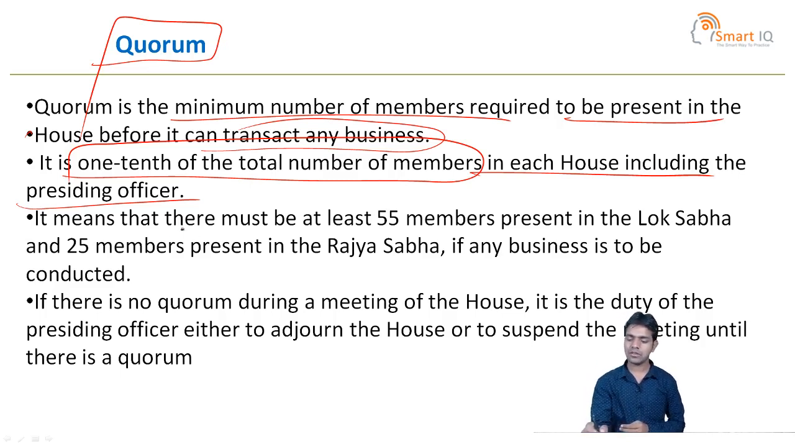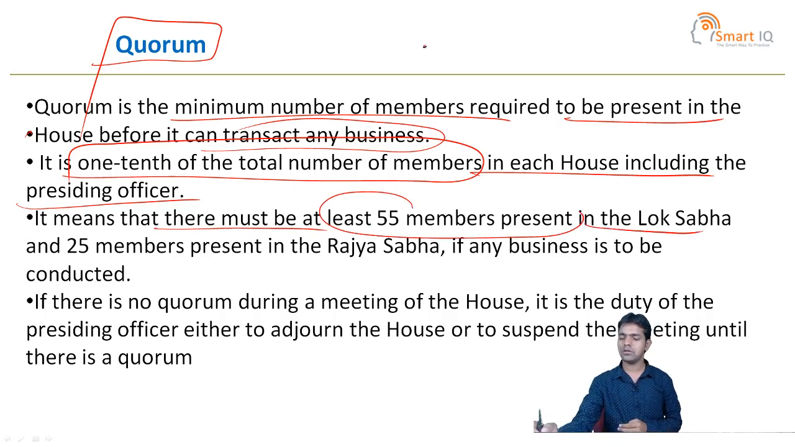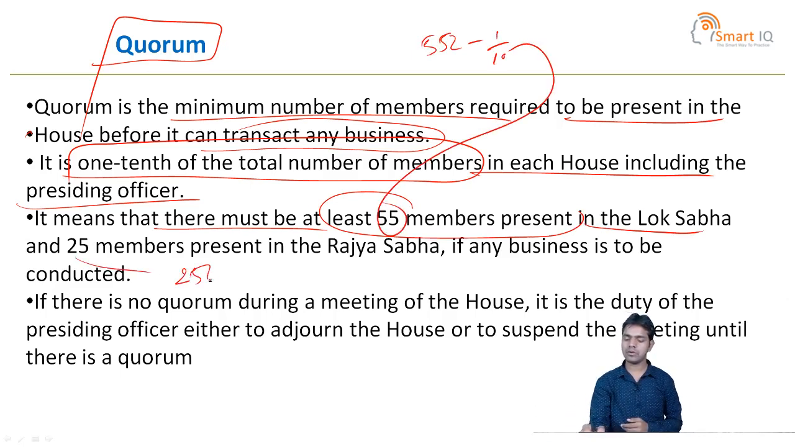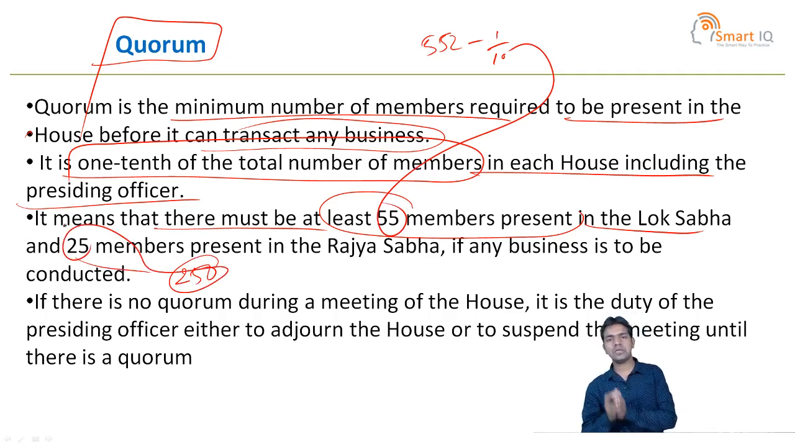It means there must be at least 55 members in the Lok Sabha, which has 552 members, one-tenth being 55. In the Rajya Sabha there are 250 members, so that is 25 members. At least 55 members in the Lok Sabha and 25 members in the Rajya Sabha must attend for the business of the session to continue.